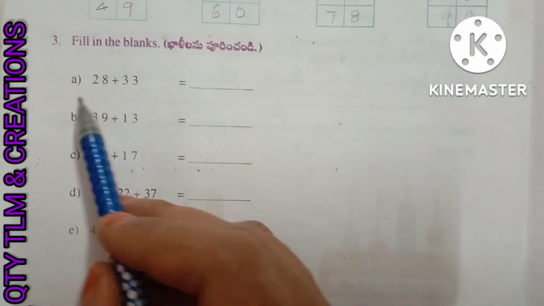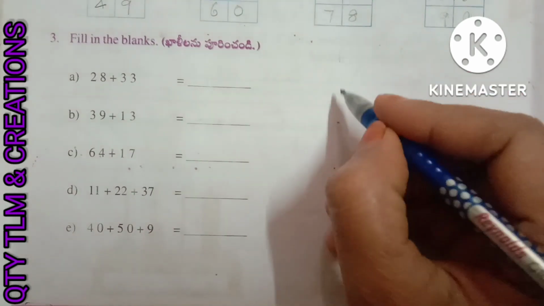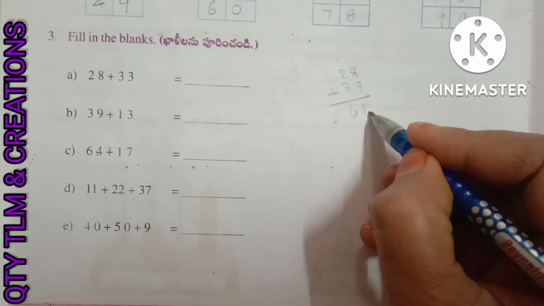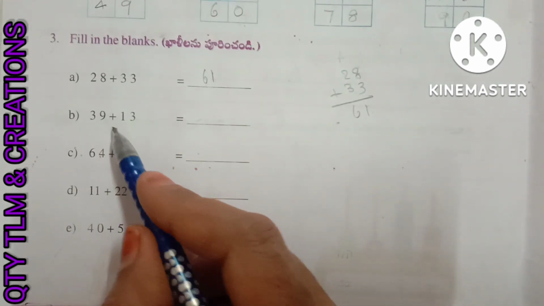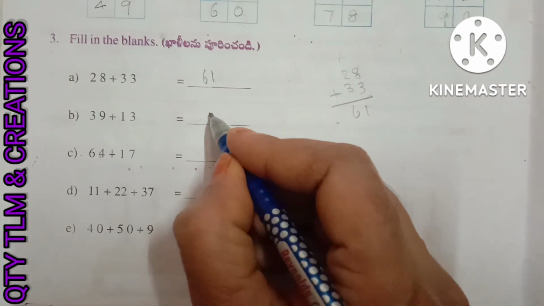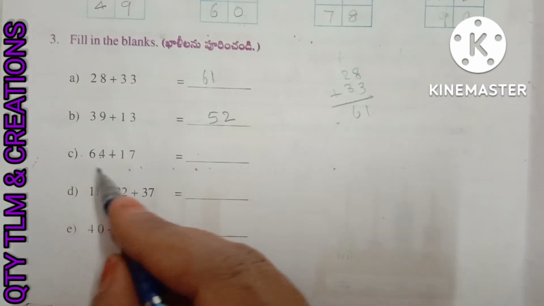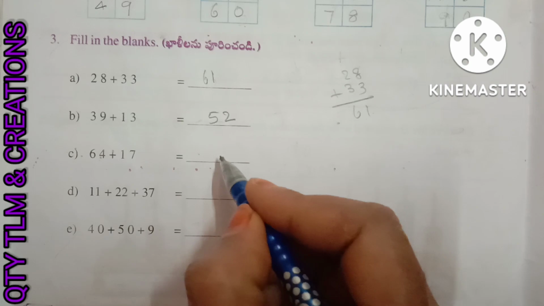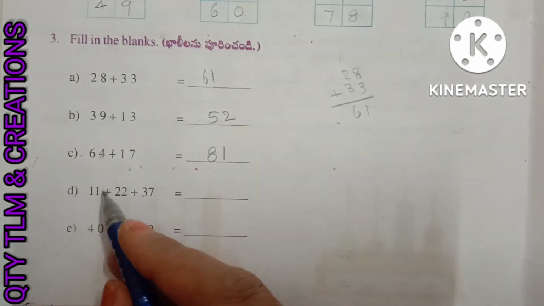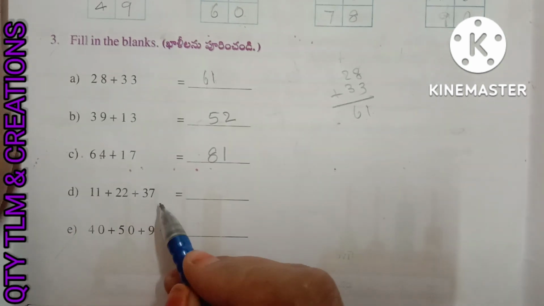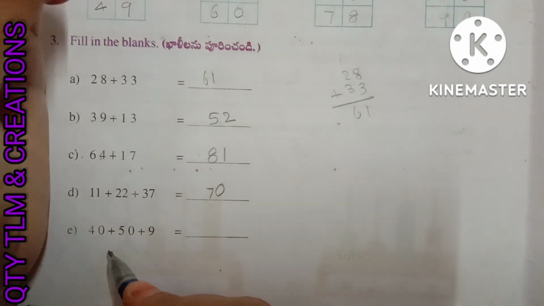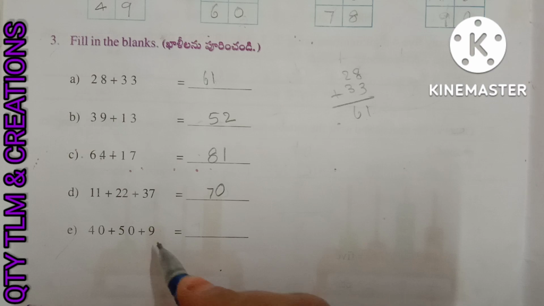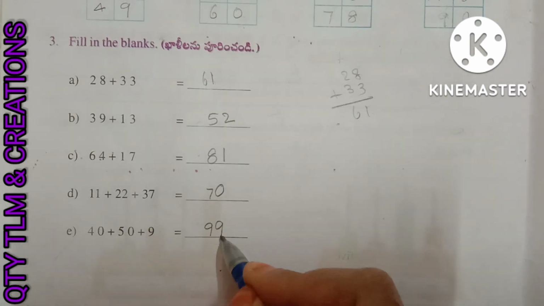Next filling the blanks. A, 28 plus 33. So we get 61. So we have to write 61 here. Next B, 39 plus 13 we get 52. Next C, 64 plus 17 we get 81. Next D, 11 plus 22 plus 37 we get 70. Next E, 40 plus 50 plus 9 we get 99.